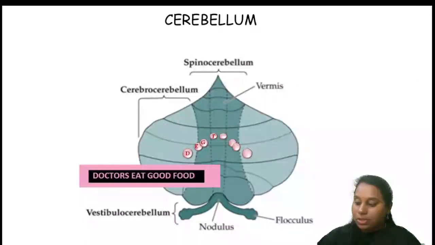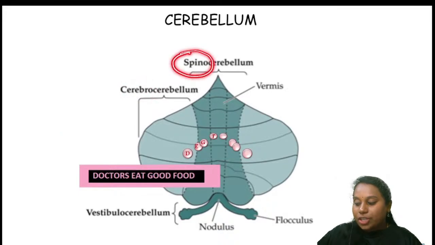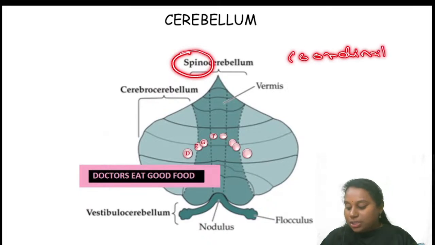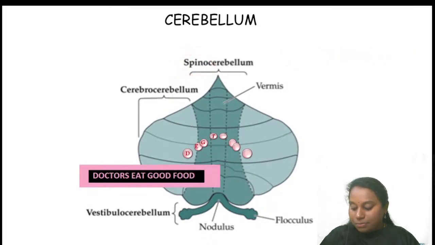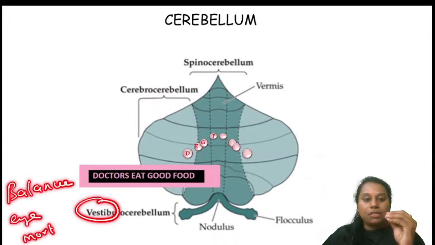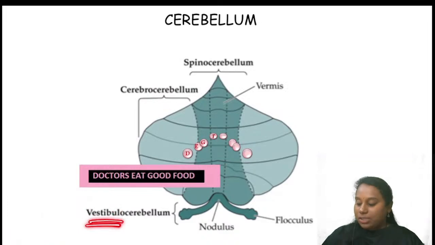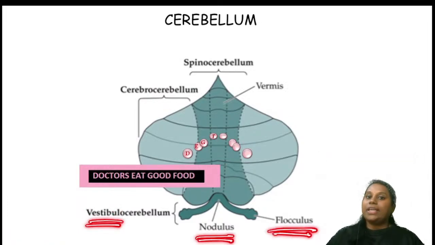First of all, an overall view about the cerebellum. Cerebellum is divided into cerebrocerebellum, which helps in planning of movements, spinocerebellum, which helps in coordination of movements, and vestibulocerebellum, which helps in balance and equilibrium, and also eye movements. These are the three parts of the cerebellum. Vestibulocerebellum is made up of nodulus and flocculus, and that is why vestibulocerebellum is otherwise called the flocculonodular lobe, or the ancient part of the cerebellum.